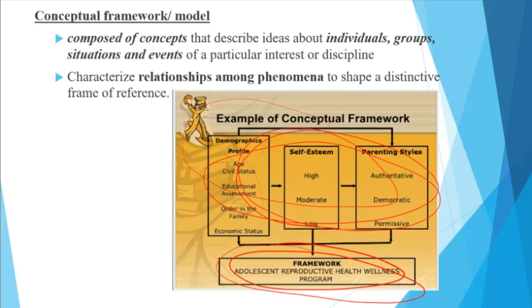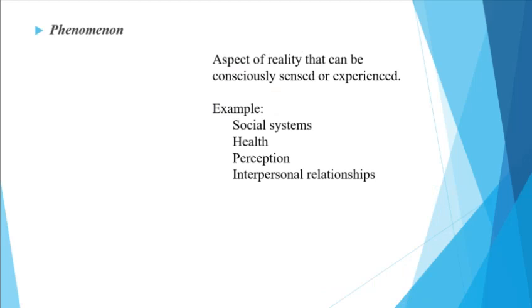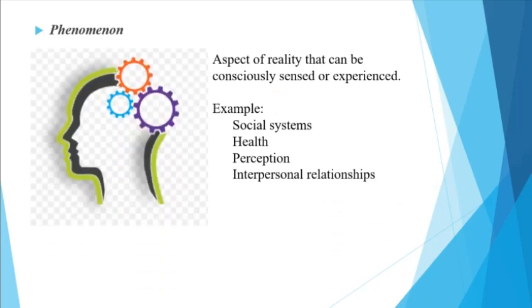Now we also have here the phenomenon. So phenomenon means an aspect of reality that can be consciously sensed or experienced. Examples of phenomenon are the social systems, health, perception, and interpersonal relationships. So when we say phenomenon, these are objects or aspects that are known through our senses rather than just our thoughts or opinions, or rather than our guesswork. They are something that is evidently happening.